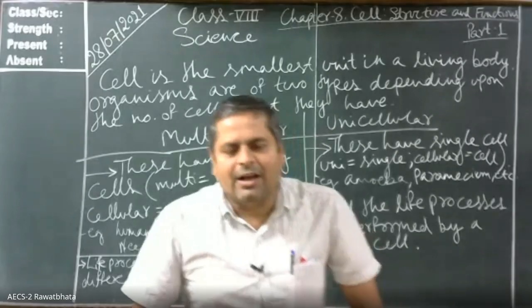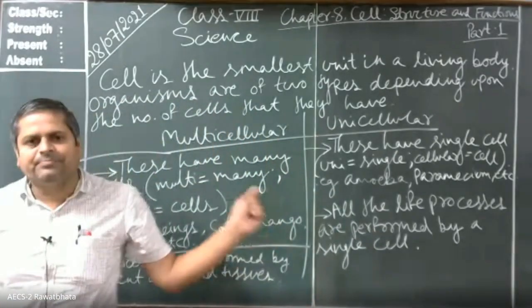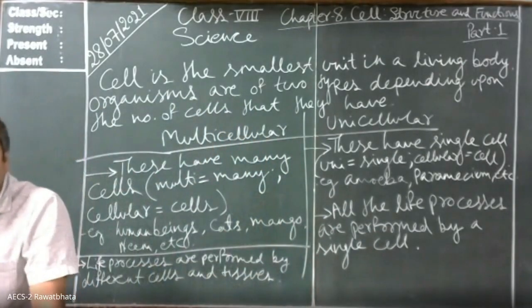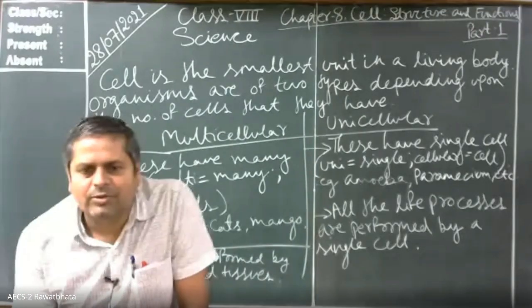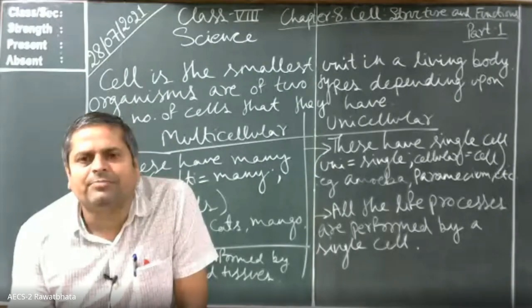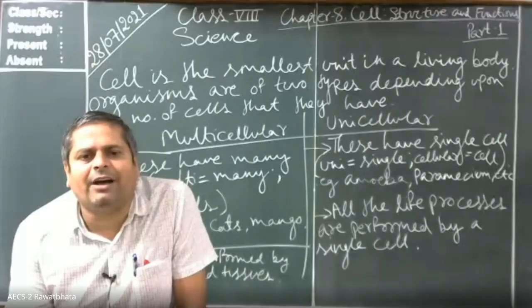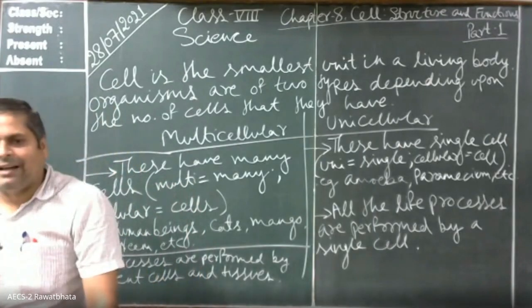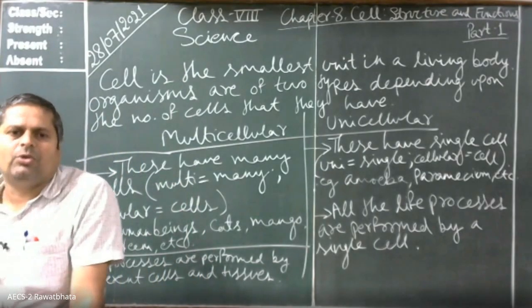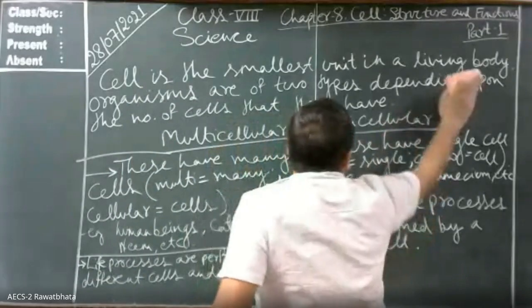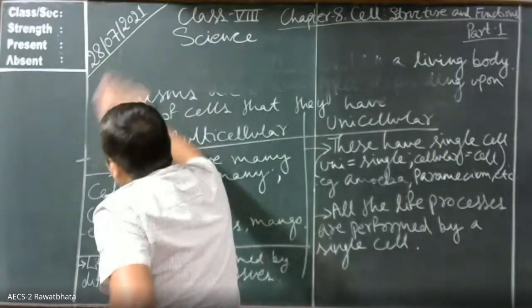Understood, children? अब मैं लिखने वाला हूं. Shall I rub the board now? No, sir, 1 minute. All of you have noted? Children, all of you have noted or not? Yes, sir. Please note down, everyone, sir, so that I can rub. Okay, very good. Now I'm rubbing the board.